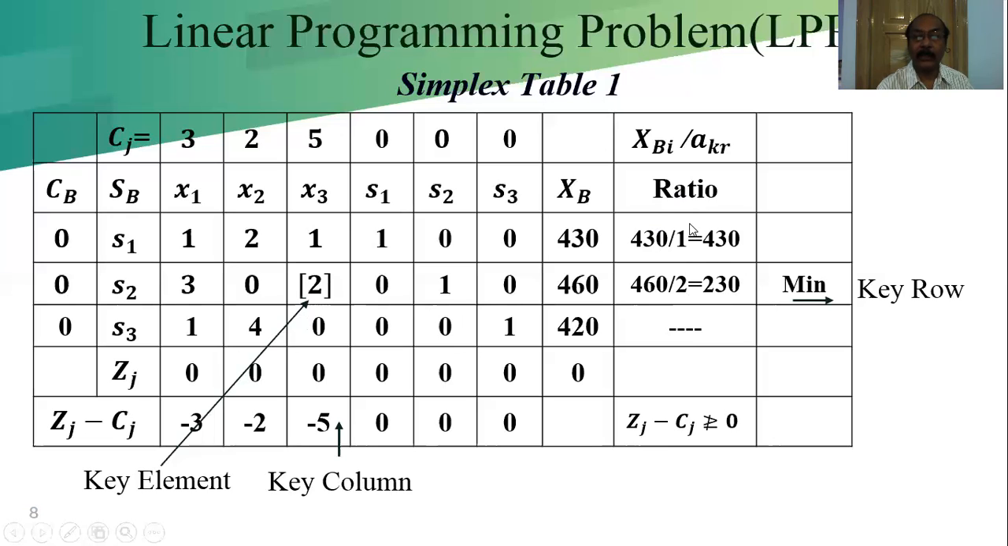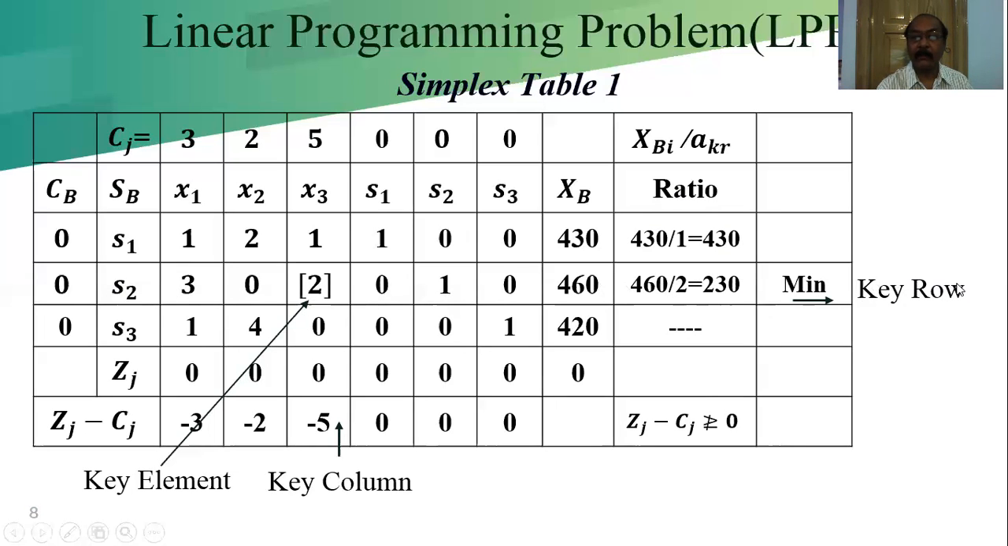Now out of these ratios, which one is the minimum? We find that 230 is the minimum among 230 and 430. That means 230 corresponds to S2. S2 is the departing variable, and so this is our key row.